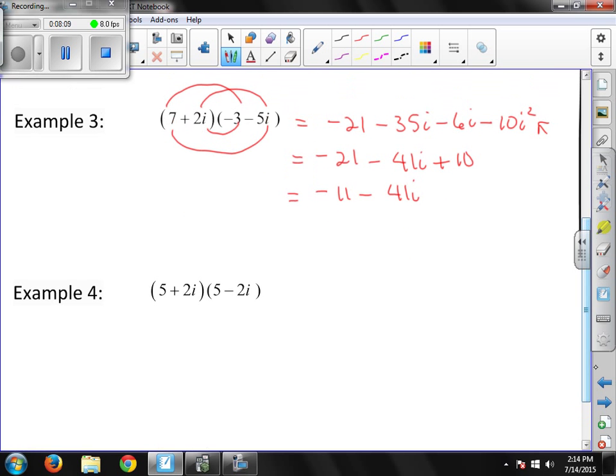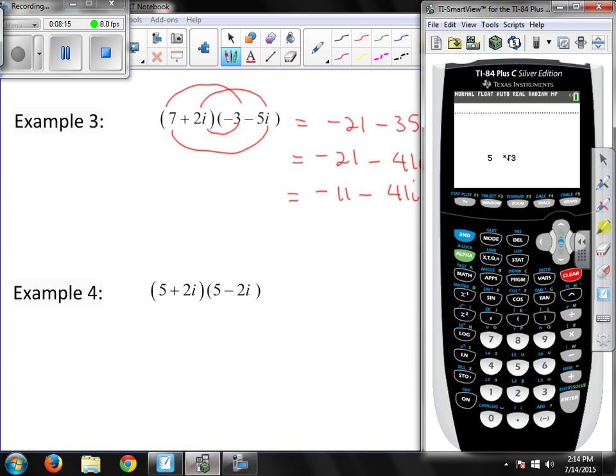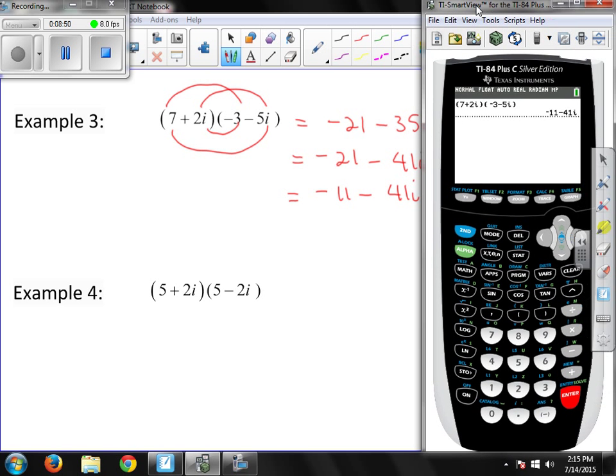Now let me show you on the calculator that most of these problems can be done on the calculator. Bring it up here. I am going to do example 3 with my calculator, and I'm going to type it in just the way I see it. Okay, parentheses, 7 plus 2. i is right here above the decimal, but it's blue, so second decimal is i. Close, open, negative 3, subtract 5, i. Close, press enter. There is my negative 11 minus 41i.